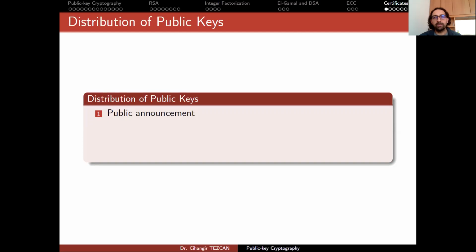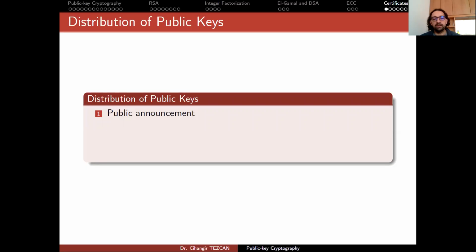The problem with public keys is their distribution. Even if everybody can generate their own public and private keys, we need a way to distribute our public keys. So it is a problem. One way of doing it is public announcement. You can attach your public key to the end of your emails. For instance, some people who use PGP do this. If you have a web page, you can put it there and say that this is your public key. Anybody who wants to communicate with you can use that public key and so on.